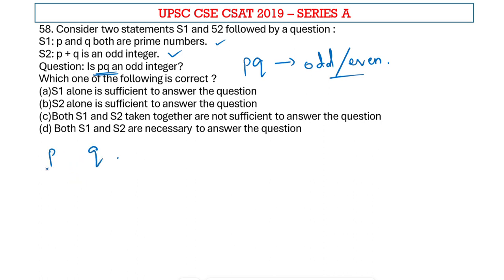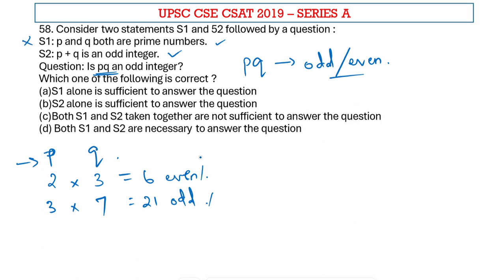So now will we be able to find out if P into Q is odd or even with this statement alone? Let's check. If P and Q are prime numbers, let's just consider two prime values. Let's say P is 2 and Q is 3. If I multiply this, I'm getting 6, which is an even value. Now if I consider P as 3 and Q as 7, this is giving me 21. So this is an odd value. So with this statement alone, I cannot say if it's going to give me an even or odd value. So this statement alone is not sufficient for me to answer this question.